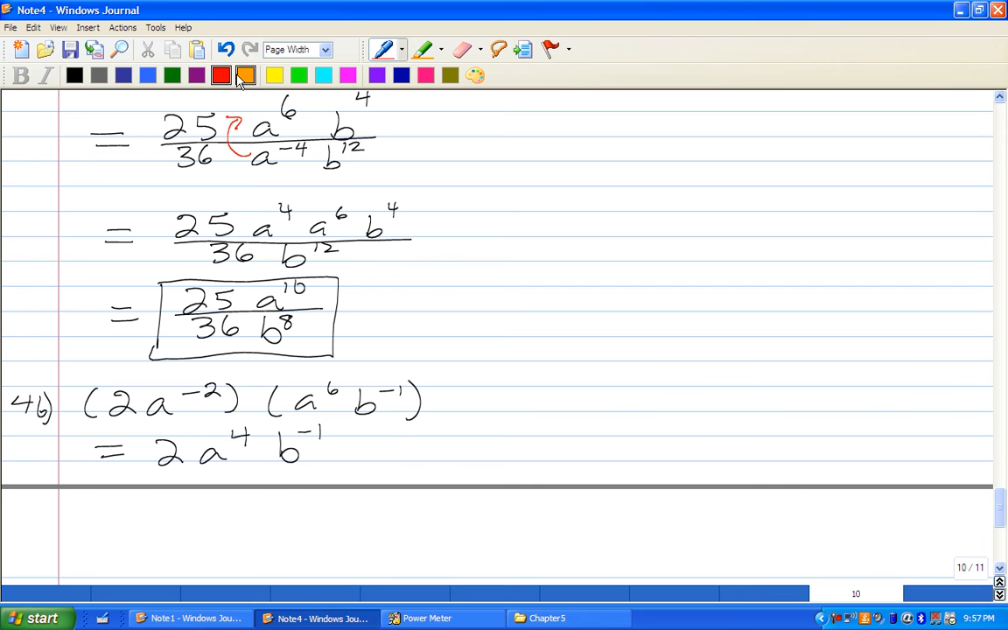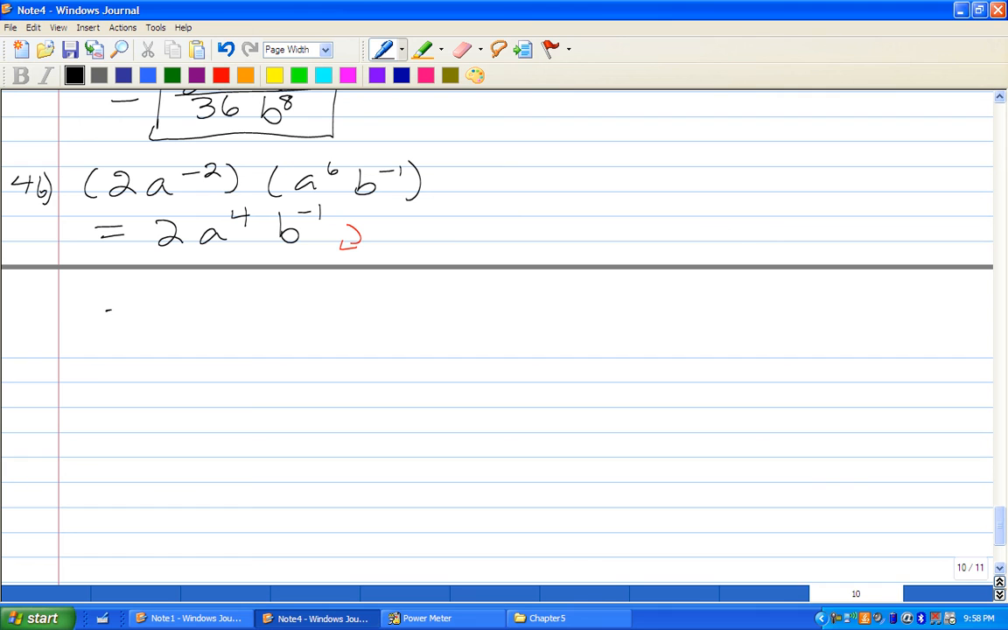And so I have a negative exponent, so I'll bring this from the numerator down to the denominator. And so I have here 2a to the 4, and I'll bring the base, the b, from the numerator to the denominator. And so that's b to the 1st. So my answer is 2a to the 4th over b.